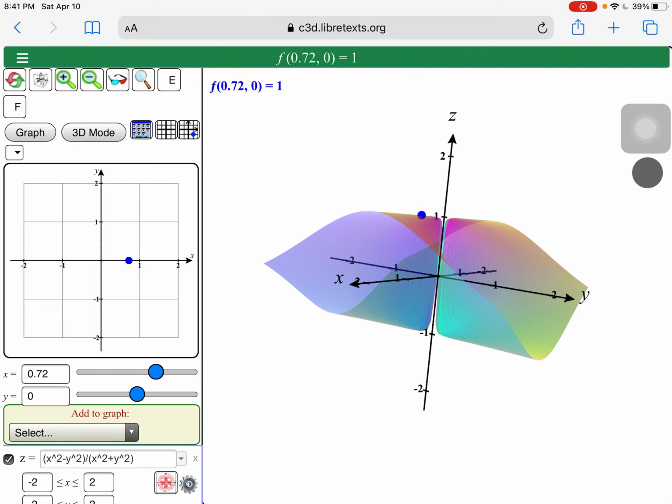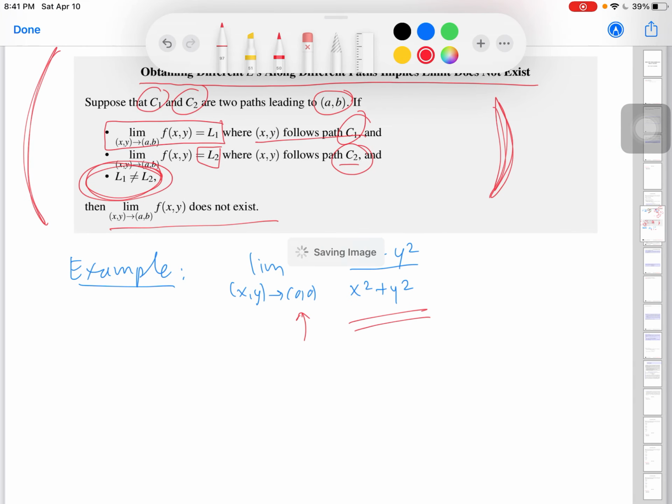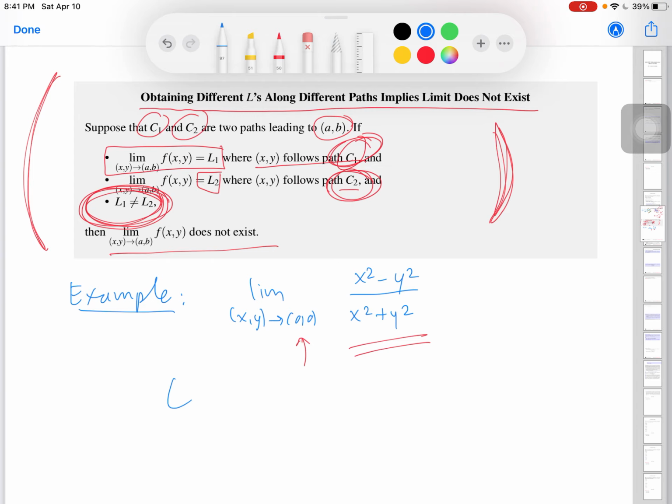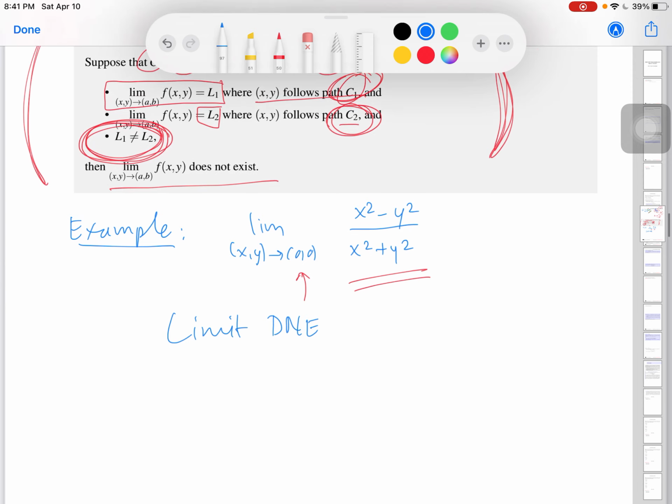So that tells me that I have an issue. If I go back to my gray takeaway box here, I have now found paths C1 and C2 along which if I try to evaluate the limit, then I get different function values, -1 and 1. So this limit does not exist.